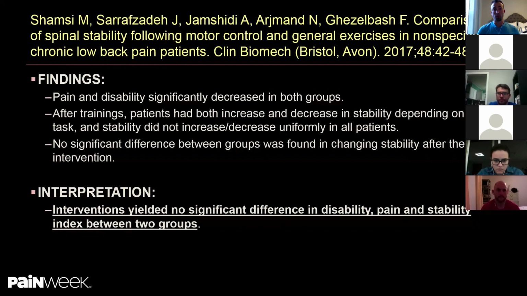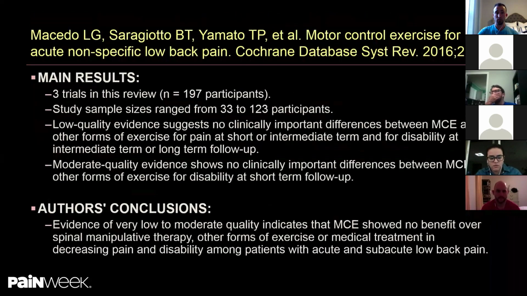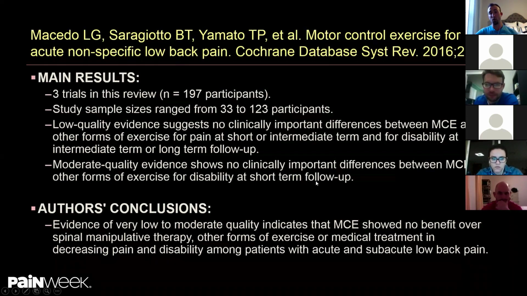And what they saw was that there were no significant differences between the groups for pain, disability, or stability index. They used the same stability indexes that they had used in some of their previous studies to look at whether stability improved or core endurance improved. And then we go ahead to 2016 and we see a Cochrane review that shows that evidence of very low to moderate quality indicates that motor control exercises showed no benefit over spinal manipulation or other forms of exercise or medical treatment in decreasing pain and disability among patients with acute and subacute back pain.